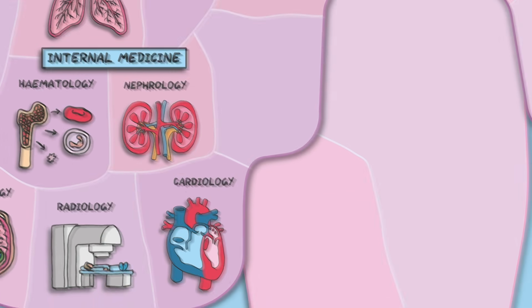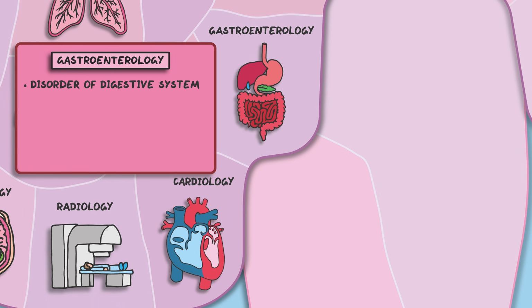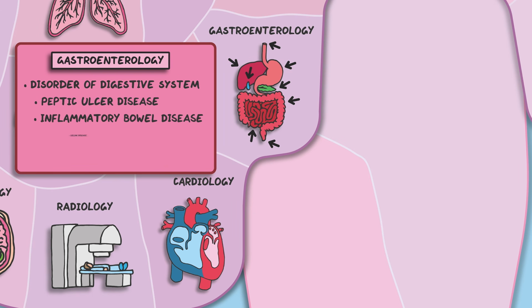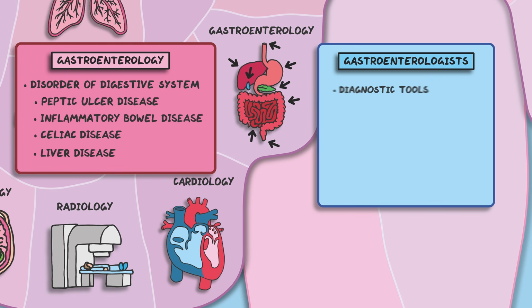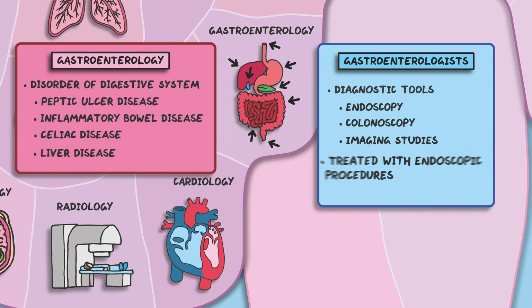Now to our guts with gastroenterology, which deals with disorders of the digestive system, which includes the esophagus, stomach, small and large intestines, rectum, as well as the liver, gallbladder, and pancreas. Examples of digestive disorders are peptic ulcer disease, inflammatory bowel disease, celiac disease, and liver disease. And gastroenterologists use diagnostic tools such as endoscopy, colonoscopy, and imaging studies to see what's going on, with treatments commonly involving endoscopic procedures.